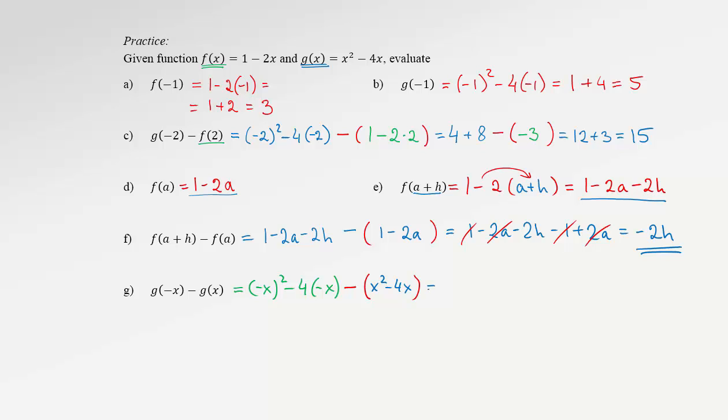Okay, and open brackets and simplify everything. So negative x squared is just x squared, because negative square becomes positive. 2 negatives makes it plus 4x. Then open the red bracket and becomes negative x squared plus 4x. See if we can reduce something. The x squared with negative x squared is reduced, and we end up with 8x as an overall answer.